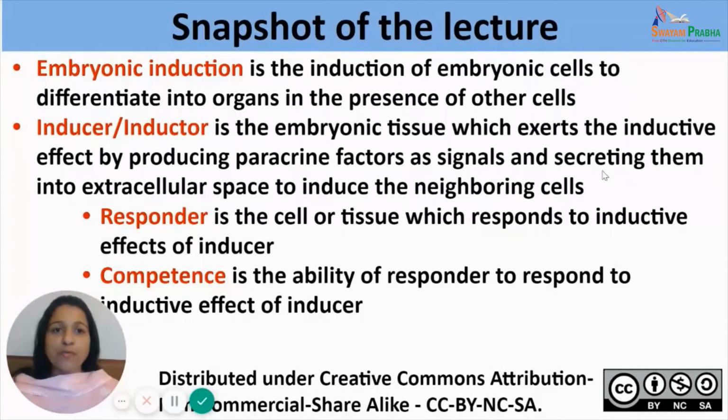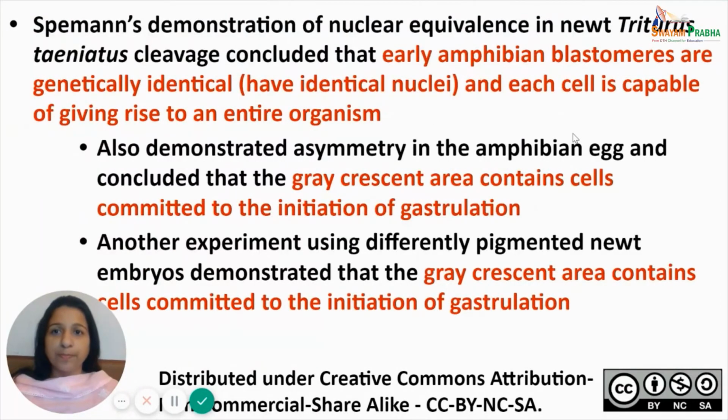So with the discussion of embryonic induction and competence, let us discuss the lecture in a snapshot. Embryonic induction is the induction of embryonic cells to differentiate into organs in the presence of other cells. Inducer or inductor is the embryonic tissue which exerts the inductive effect by producing paracrine factors as signals and secreting them into extracellular space so as to induce the neighboring cells. Responder is the cell or tissue which responds to the inductive effect of the inducer, and competence is the ability of the responder to respond to the inductive effect of the inducer.